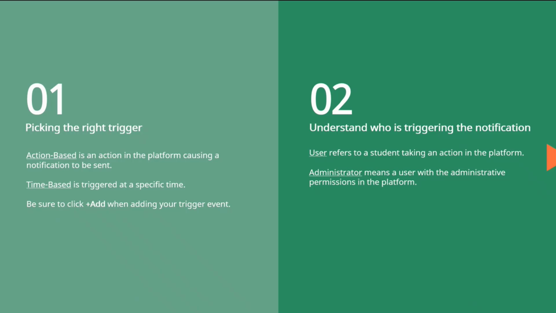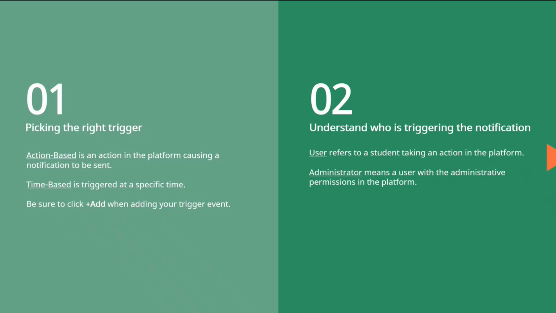So it's triggered by a specific time that you set. An example of this would be, let's say you want to notify a group of students that the class starts within the next 24 hours. The time trigger is at 24 hours prior to the class time. So there are different ways that you can send these triggers and what they do.